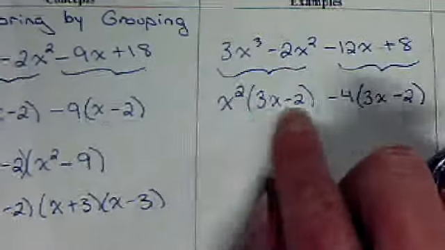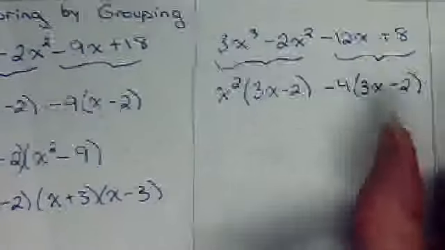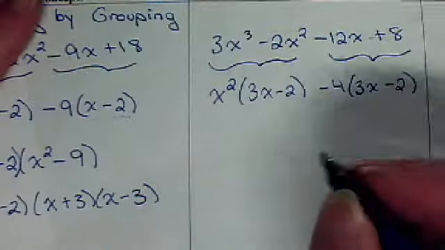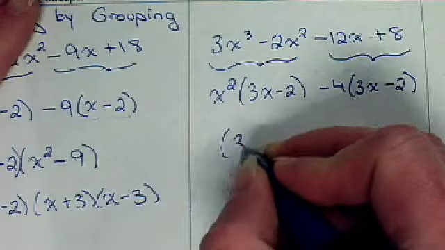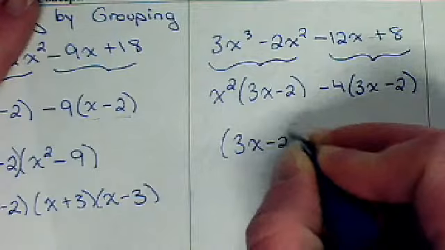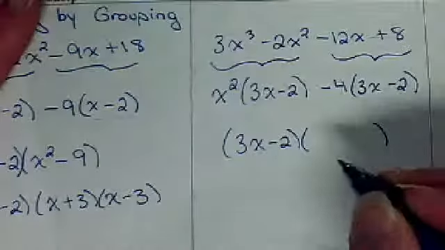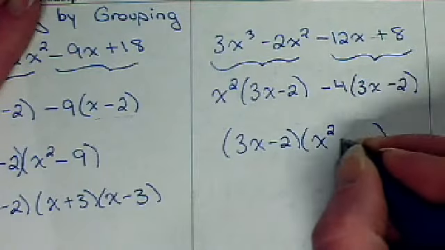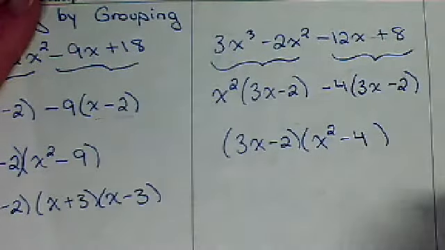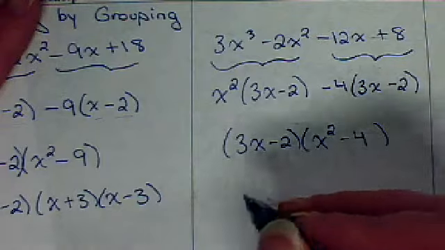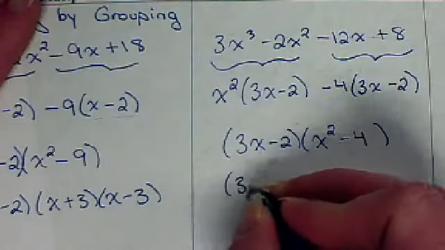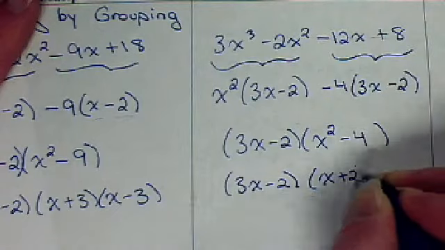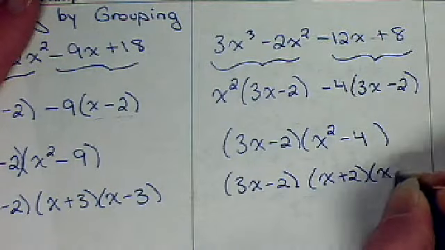Now, each of these 2 terms have a factor that's the same. They each have the 3x minus 2. So I'm going to factor out the 3x minus 2. What's left is the x squared minus 4, which happens to be the difference of 2 squares. So it will factor some more. I'll get x plus 2 times x minus 2.